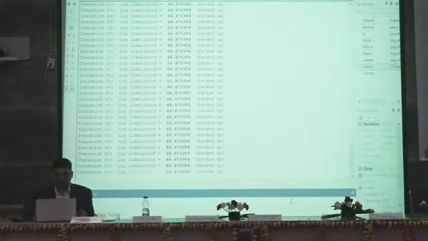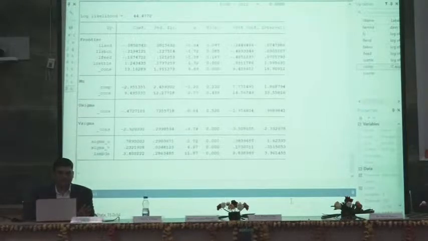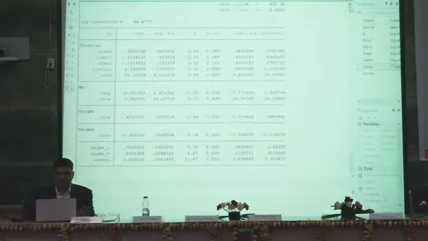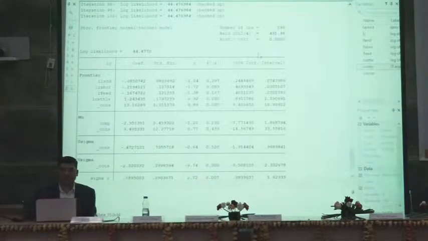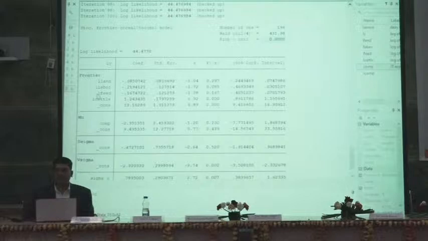After many iterations, you will get the result. There are around 100 iterations. First you have to check the overall significance of the model. So now you can check the overall significance of the model from this p-value. This p-value is significant, so your model is significant. Now this is the frontier model, the stochastic frontier model. You can check each and every variable.